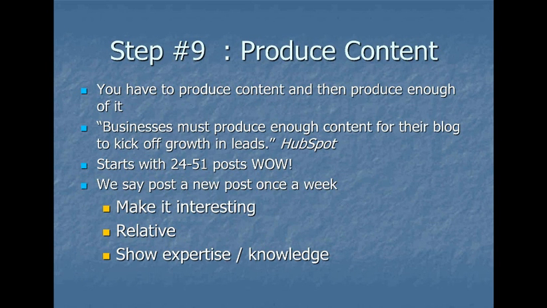Step number 9 is to produce good content. You have to produce content and then produce enough of it. HubSpot is a great new website out there, a lot of you have heard of it, that tries to help you with your social media marketing. They say that businesses must produce enough content for their blog to kick off growth in leads, which is true. But they want you to start with 24 to 51 posts.